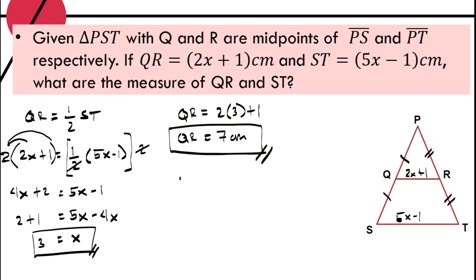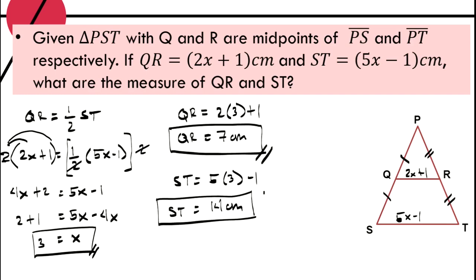And for our third side ST, we have 5x minus 1, or 5 times 3 minus 1. 5 times 3 is 15 minus 1, 14 centimeters. So the measures of our midline QR and third side ST are 7 and 14 centimeters respectively.